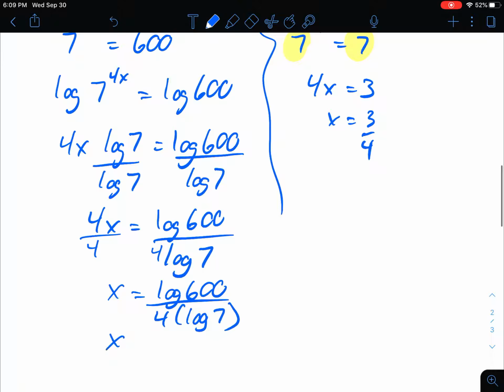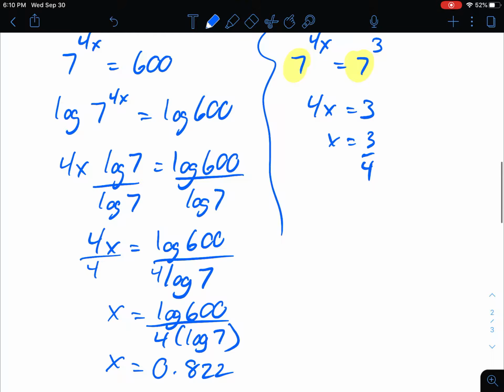And if we work that out, log 600 divided by, we might have to use brackets at the bottom here, so bracket 4 times the log of 7, close the brackets. I got 0.822. Okay, and that's my answer.